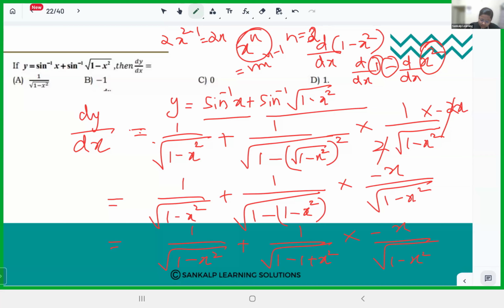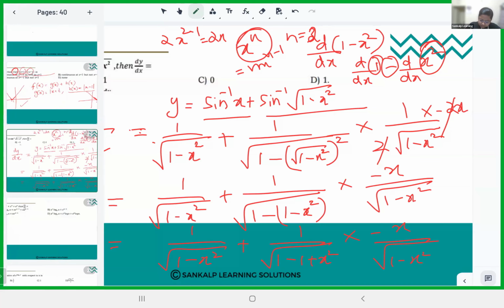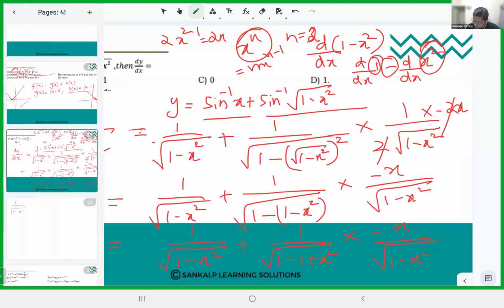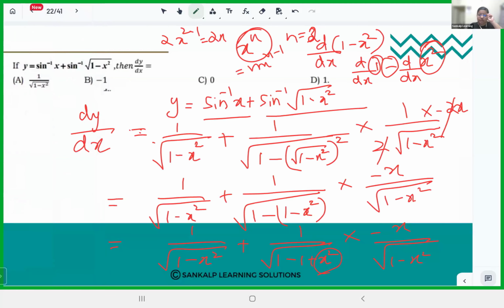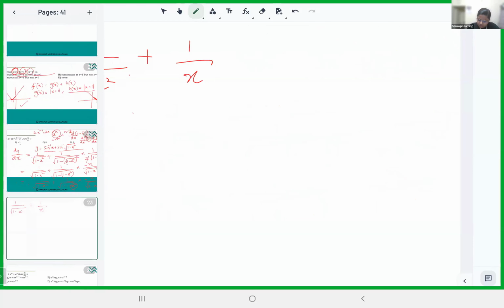Okay, it's actually simplification. So this will become 1 by root of 1 minus x square, minus, what was our previous step? So this will become x square, right? The denominator will become root of 1 minus 1 plus x square. 1 minus 1 is 0, so it is root of x square. Root of x square means it is x, right? So the next step is plus 1 by x, because it is root of x square.